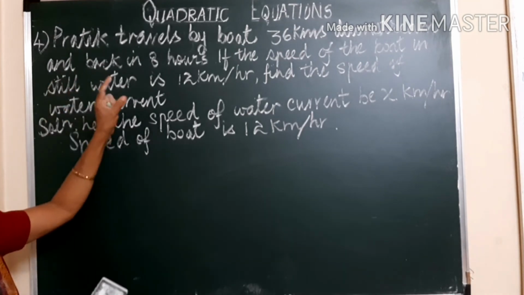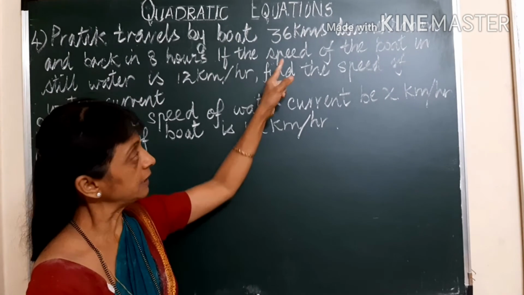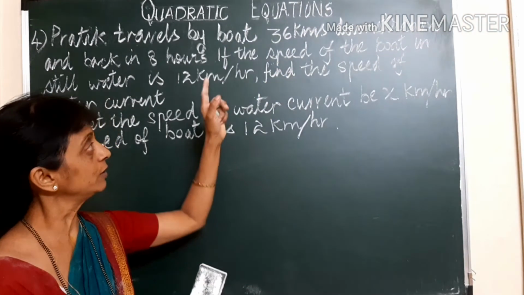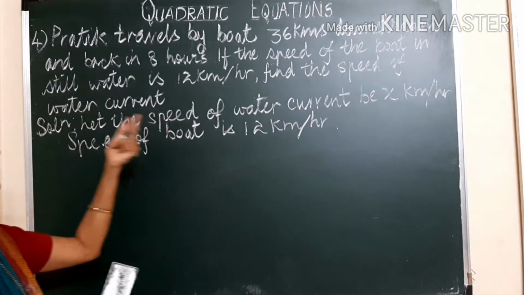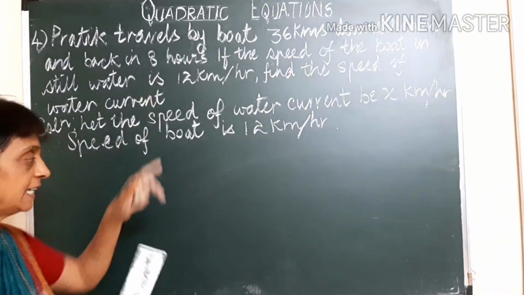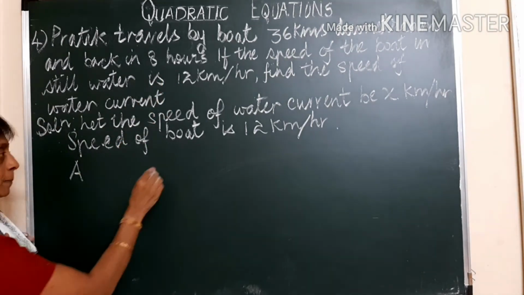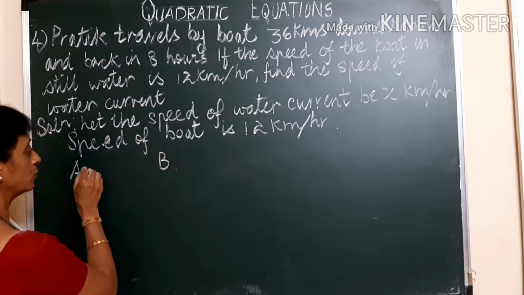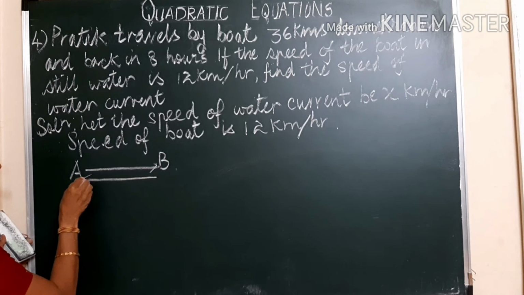Now let's understand the problem, children. Pratik travels by boat 36 kilometers. Now this 36 kilometers he goes downstream as well as comes back upstream. And the total time required is 8 hours. So if Pratik is at position A, he goes downstream and comes back upstream.